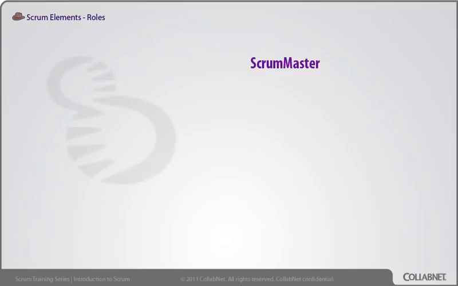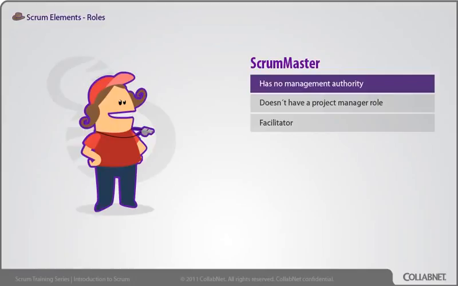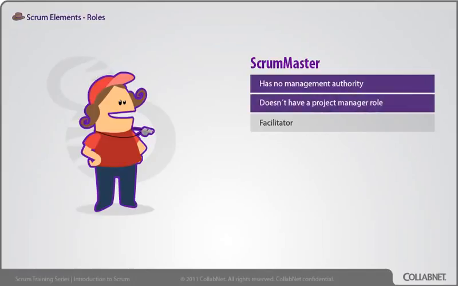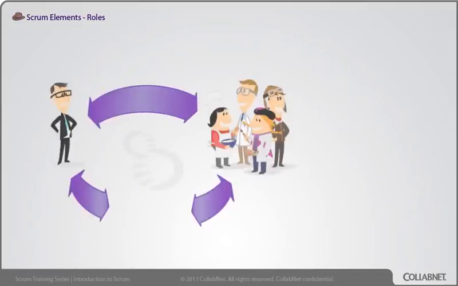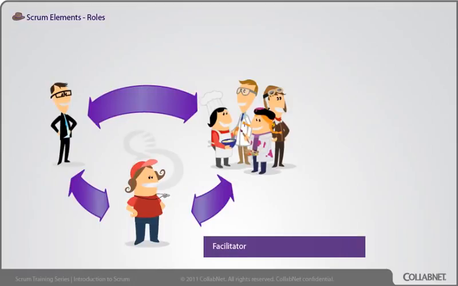The Scrum Master is the most misunderstood role in Scrum. If I'm your Scrum Master, you're not my Scrum slave. It's the opposite. The Scrum Master has no management authority over the team. If you're the project manager or the line manager of the team, by definition, you are not the Scrum Master. Scrum intentionally leaves out the project manager role. The responsibilities of project management are split up among the product owner and the team, with the Scrum Master acting as a kind of facilitator.